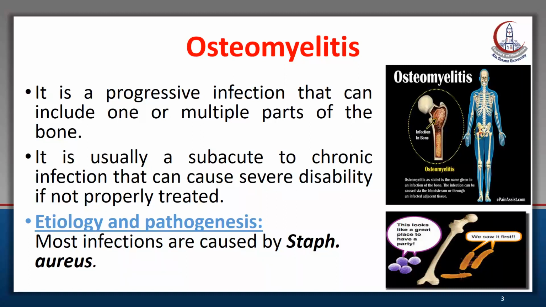What is osteomyelitis? Osteomyelitis is a progressive infection that can include one or multiple parts of the bone. It is usually a subacute to chronic infection that can cause severe disability if not properly treated. Most infections are caused by Staph aureus. The main bacterial player in osteomyelitis is Staph aureus.